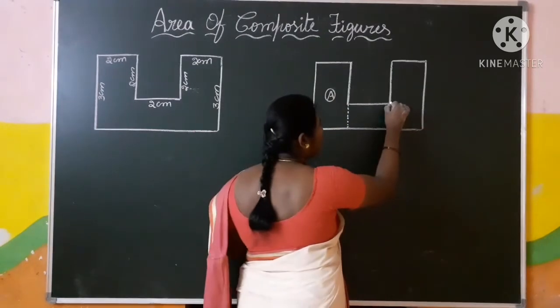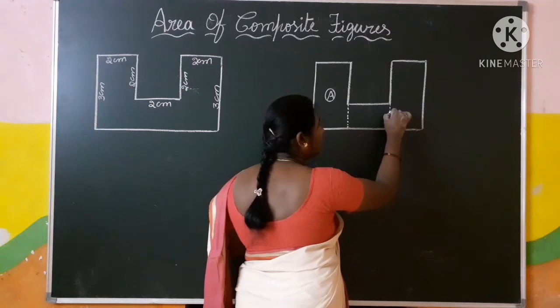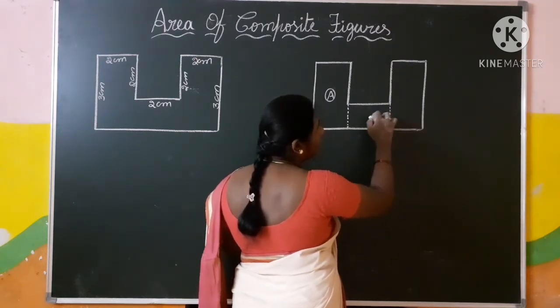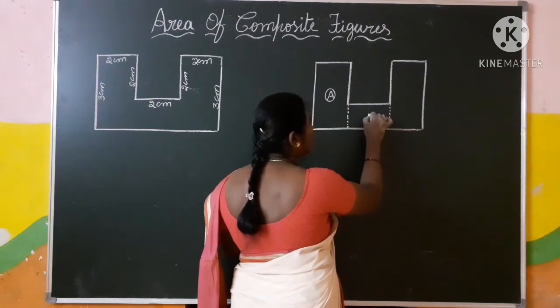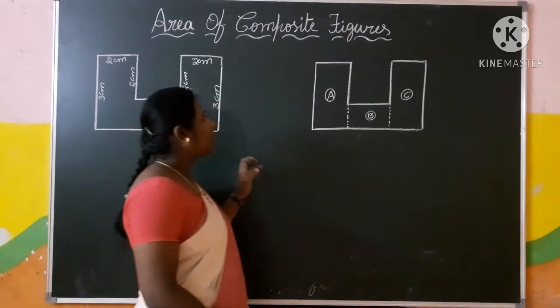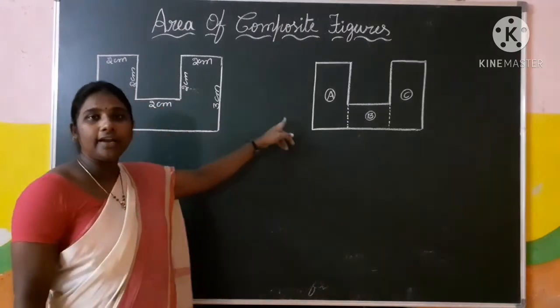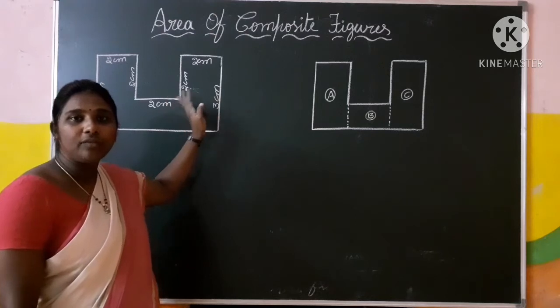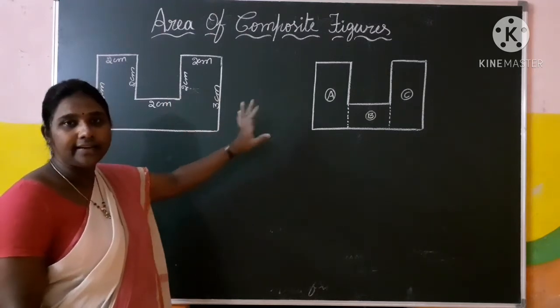Again, when we draw one more dotted line here, it is divided into one rectangle here and one rectangle here. So it is rectangle B, and it is rectangle C. The given composite figure we divided into three rectangles.